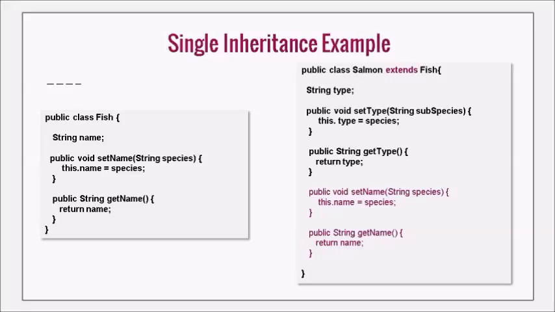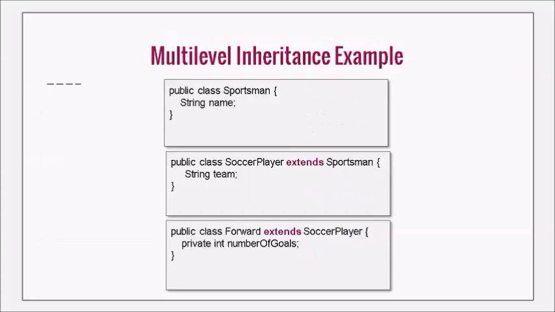So it can get access to, or it can call directly, the set method and get method, and it will get the name of whatever the name is here. Okay, next we will see a very simple example of multi-level inheritance.